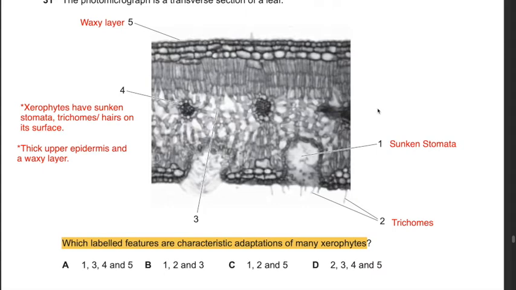Why is that? Because 1 represents sunken stomata, 2 represents the trichomes or the hairs on the surface, and 5 represents the waxy layer. 4 and 3 don't really represent any characteristic adaptation of many xerophytes. Therefore the answer is C, 1, 2 and 5.